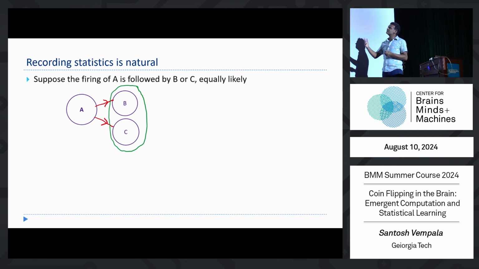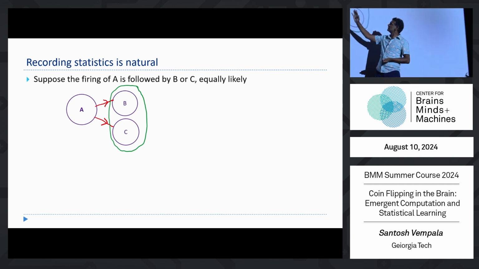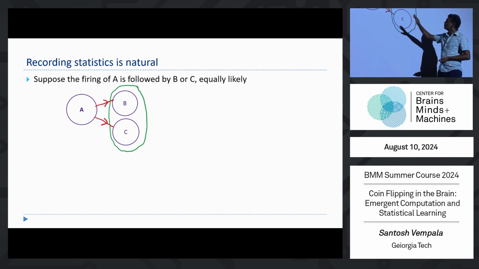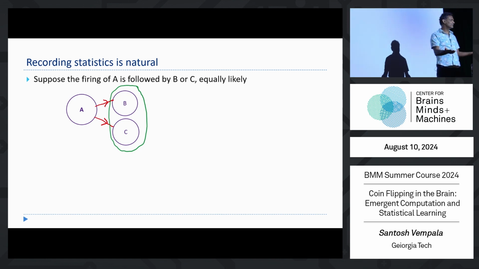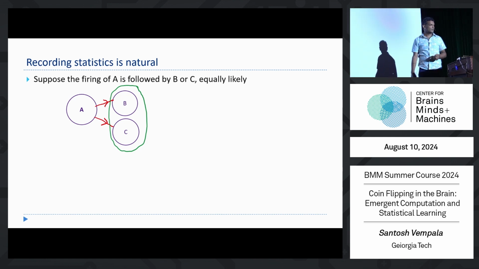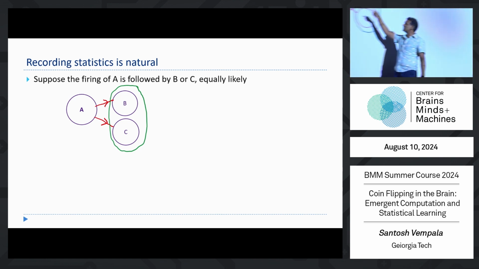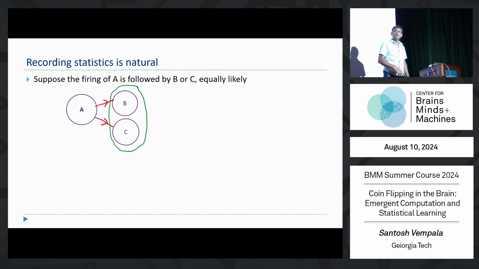Suppose we have this basic probabilistic event. There's an assembly A that's firing, and when A fires, sometimes B fires and sometimes C fires. You could say half-half, or 1/3, 2/3, whatever, right? When A fires, sometimes it's B and sometimes it's C. So what's going to happen in the model right now? The connections from A to B will be strengthened every time A firing is followed by B. The connections from A to C are strengthened every time A is followed by C. Great, so far so good.